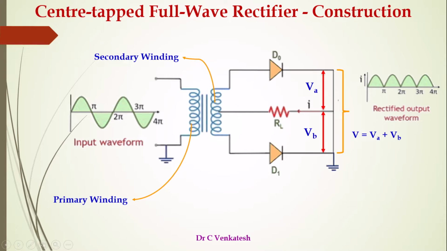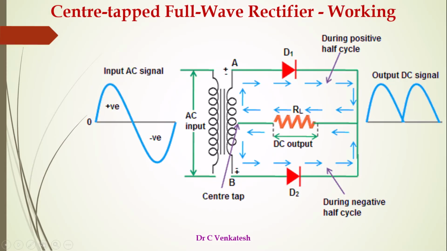The figure shows the circuit diagram of a full wave rectifier. The transformer is a center tap transformer, with two diodes D1, D2, and load RL. Input is a sinusoidal waveform, output is a pulsating DC signal. Output voltage is VA plus VB, that is V, across the load RL. Primary and secondary windings are shown.